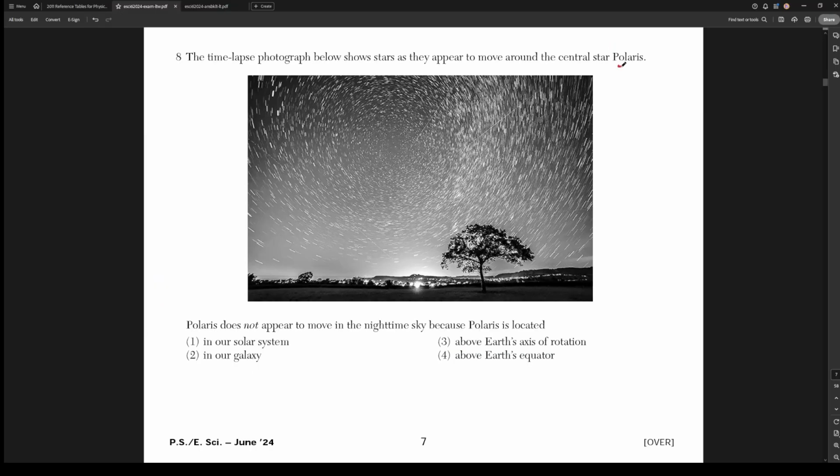Alright, we have the central star Polaris. This is a time lapse. These are star trails. And remember, these are going to move at 15 degrees per hour because it's based upon how the Earth rotates. So Polaris does not appear to move because it's what? If you look at the Earth, it's tilted on its axis. Polaris is like here. It's directly above the Earth's North Pole, so it's above the Earth's axis of rotation. 3.